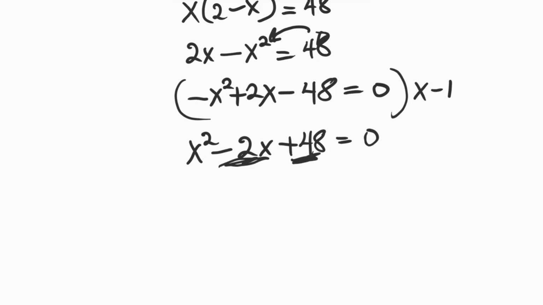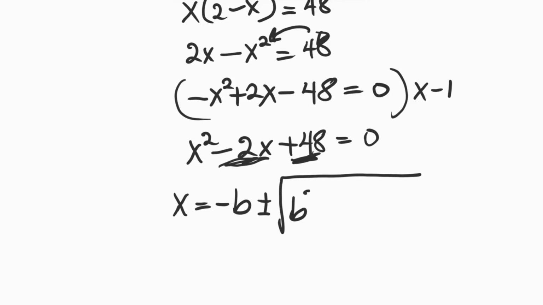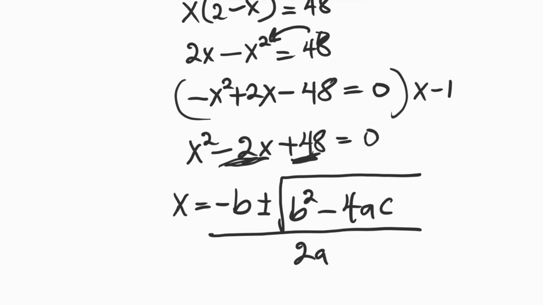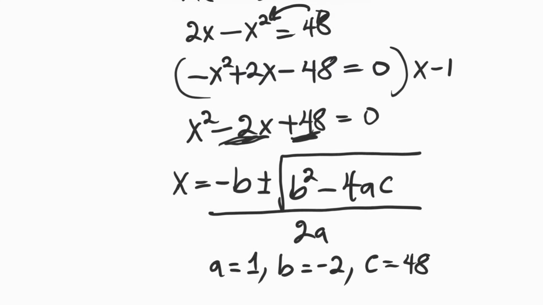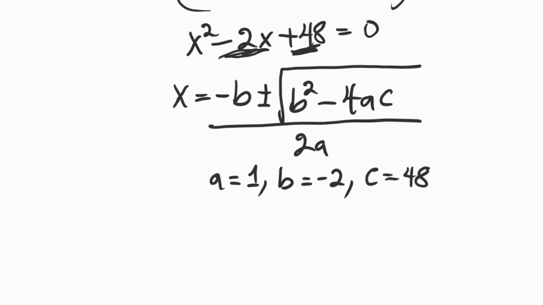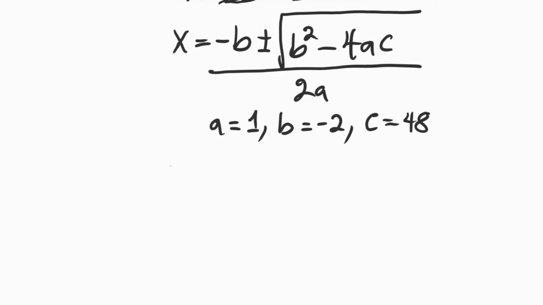And the quadratic formula states that our x is equal to minus b plus or minus the root of b squared minus 4ac, divided by 2a. So for this equation, our value of a is 1, b is minus 2, and then our c is 48. Right, so let's plug the value of a, b, and c into our quadratic formula.